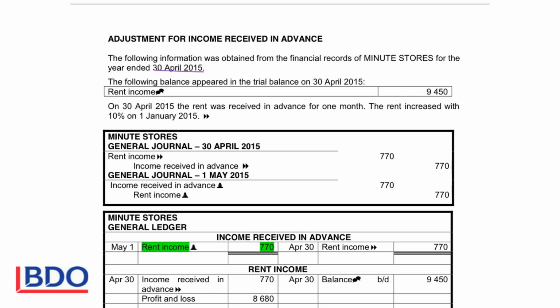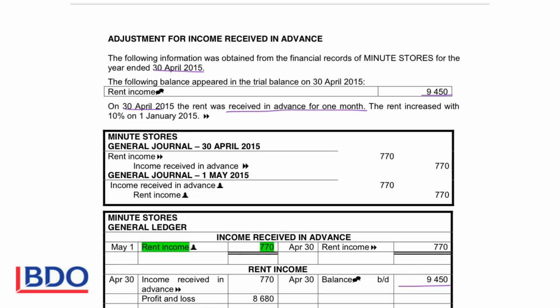In the trial balance, there's a total amount of 9,450. So the rent income account has a balance of 9,450. This amount appears on the credit side of the rent income account because every time money was received, bank was debited and rent income was credited. We want to transfer the total income for the year to the income statement and profit and loss at the end of the year. On 30 April, the last day of the financial year, rent was received in advance for 1 month.